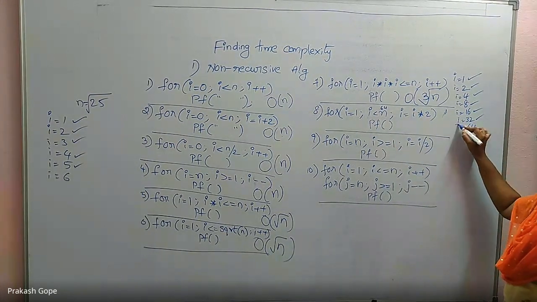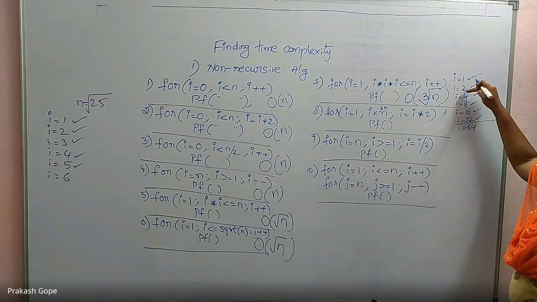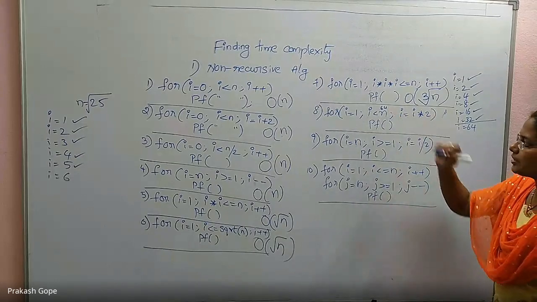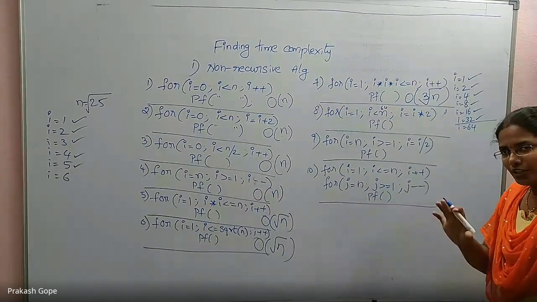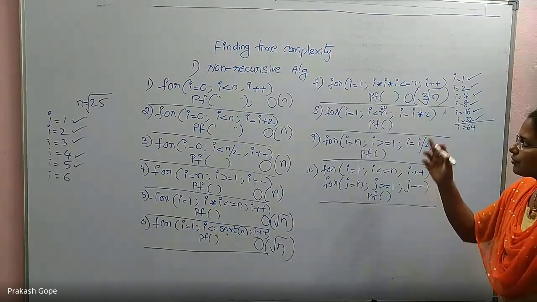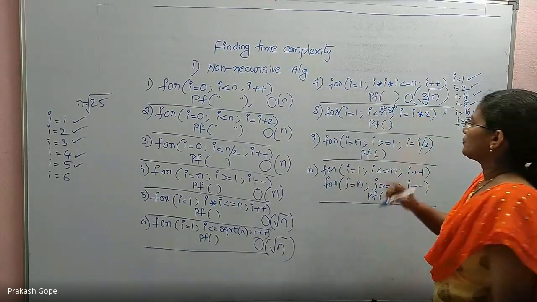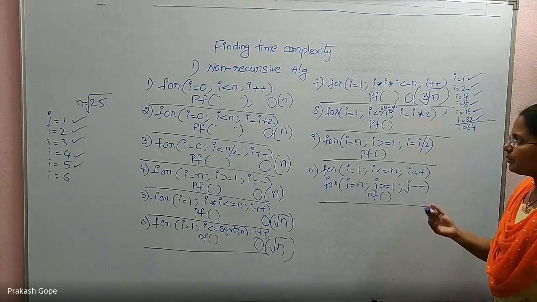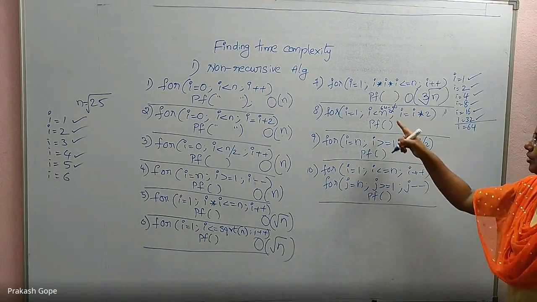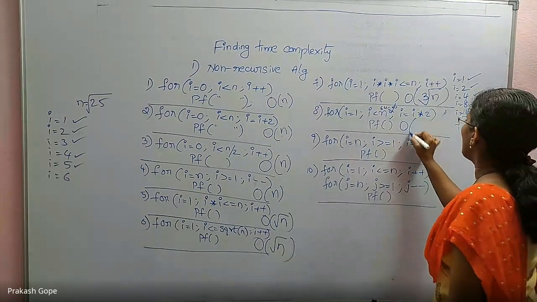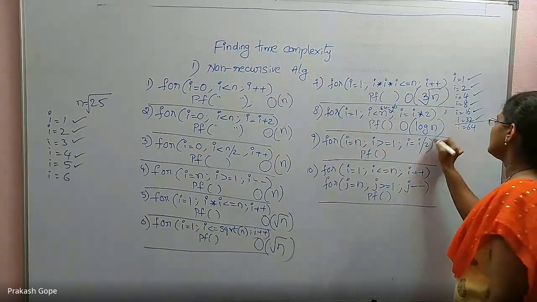Stop here. How many iterations? 1, 2, 3, 4, 5, 6 iterations only. When you have taken 64, the number of iterations is only 6. How do we get that 6 from 64? This 64 is nothing but 2 power 6. So that's 6, which means it is log n times, because log 64 is nothing but 6. That's all. So it is big O of log n.